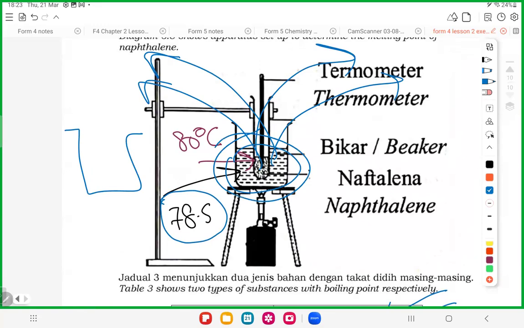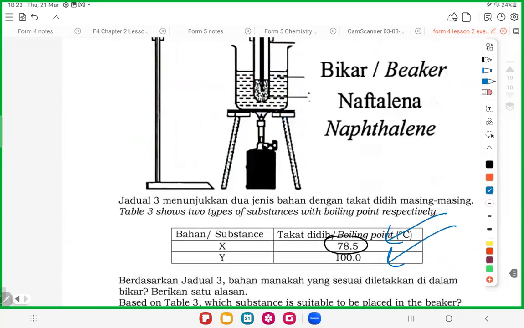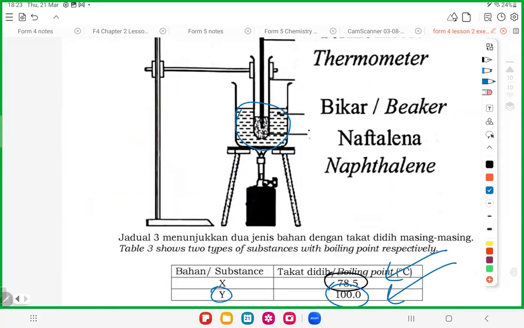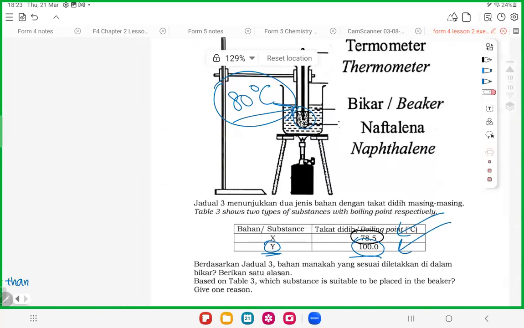Do you want the liquid to dry? No, you don't want that. When you use a water bath, oil bath, you don't want the liquid to dry. Cannot. So in this case, what is the most suitable one? You choose substance Y. Substance Y, the boiling point is 100. So only at 100 it boils. But now do you heat until 100? No. Naphthalene, you heat until 80 degrees Celsius only. Then it melts. So when you heat until 80, the liquid is not boiling yet. So no problem lah. You don't need to worry because it won't dry up. It won't become gas and run away.